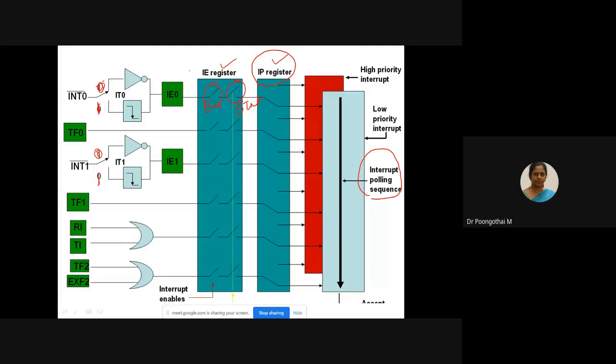So that's all about your external interrupts. Next, timer interrupts. We have two timer flags, that is TF0 and TF1.